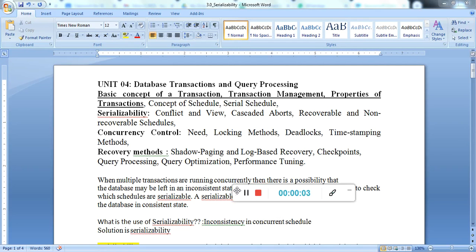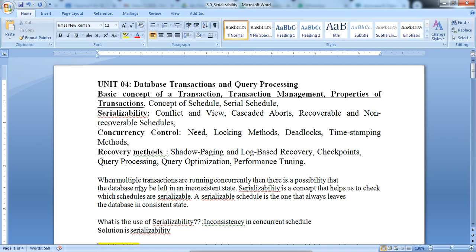Hello everyone. In this lecture we will learn the next concept, serializability in database management systems. In the previous lecture we already learned about transactions, and under transactions the concept of schedules and the types of schedule: the serial schedule and the concurrent schedule.